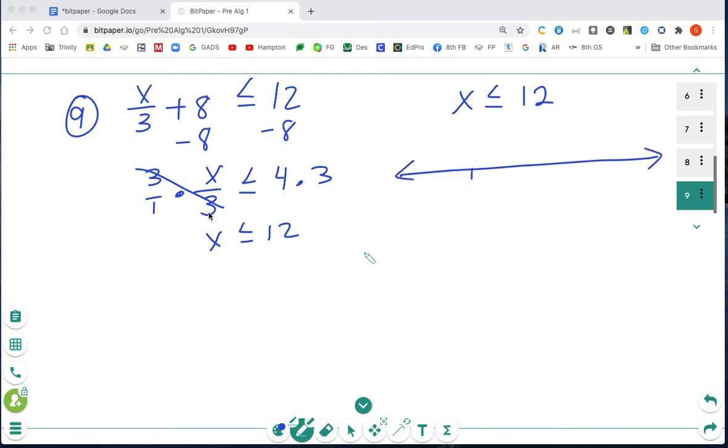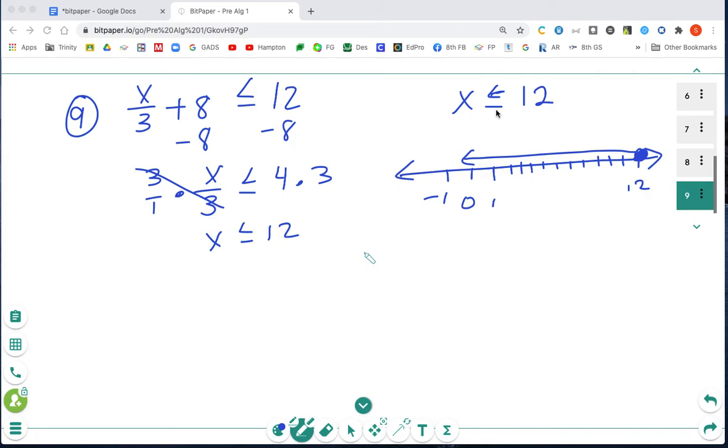I'm going to put my 0, my 1, my negative 1, 2, 3, 4, 5, 6, 7, 8, 9, 10, 11, 12. It is a solid line, so it's going to be a solid circle. And x is less than 12, so it's going to be this direction. I'm going to check my arrow. It looks like it's going in the same direction.